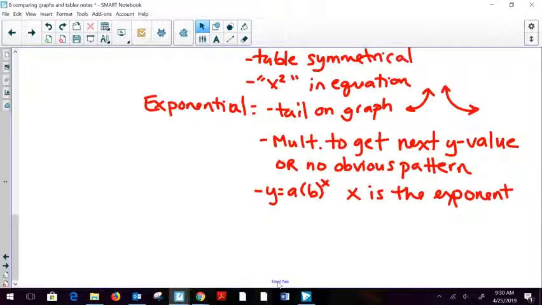Okay, so make sure you copy those little key ideas down into your notes. If you have that, you definitely should be successful on today's homework assignment.